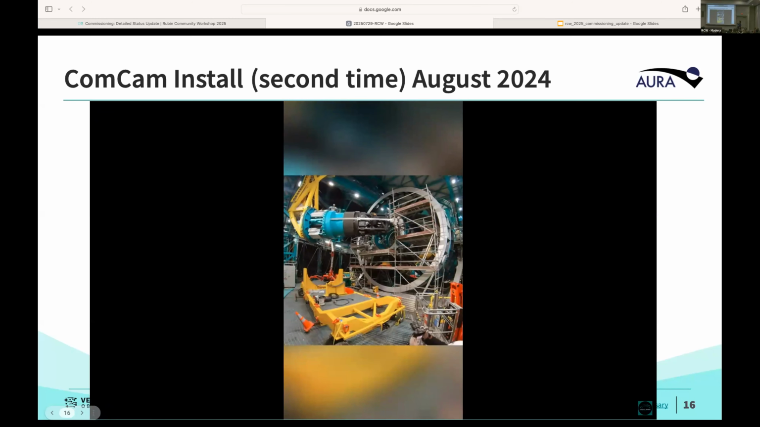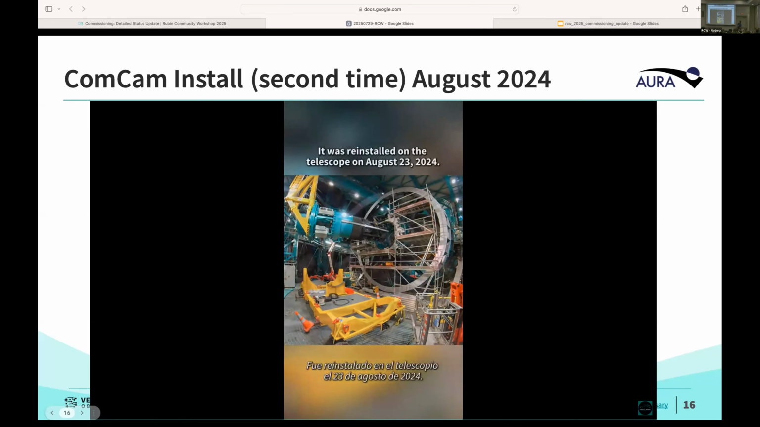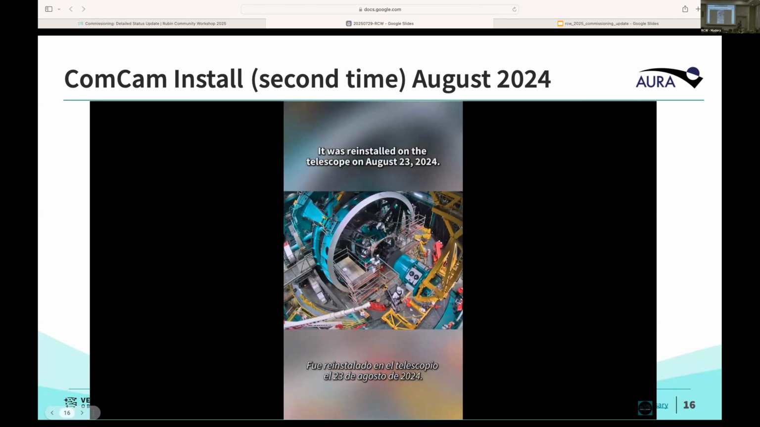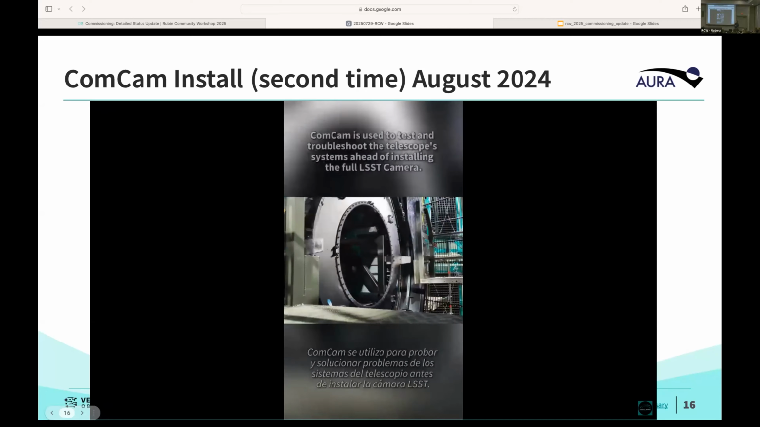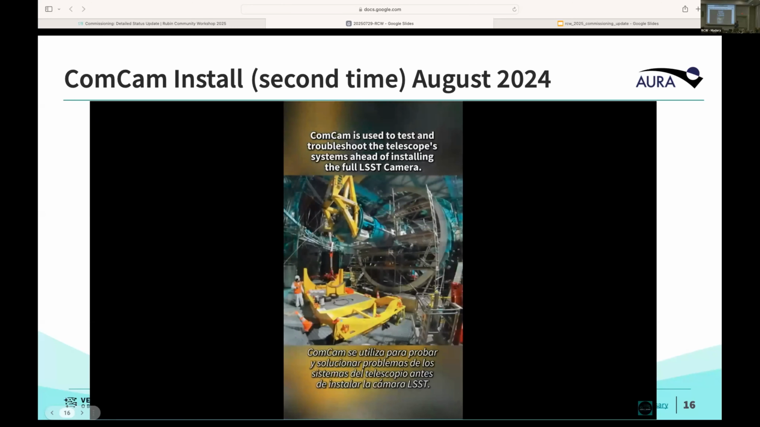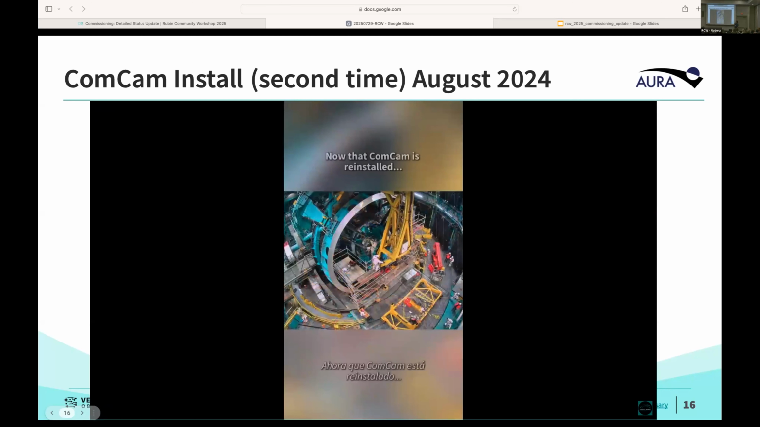In a minute, you'll see the camera being installed. It looks exactly like this, so I'll probably skip it just to save time. But we have about a centimeter of clearance from the side of the camera to mirror number 2 as that goes in. So obviously the planning is pretty intense. And it takes a full day to install that.